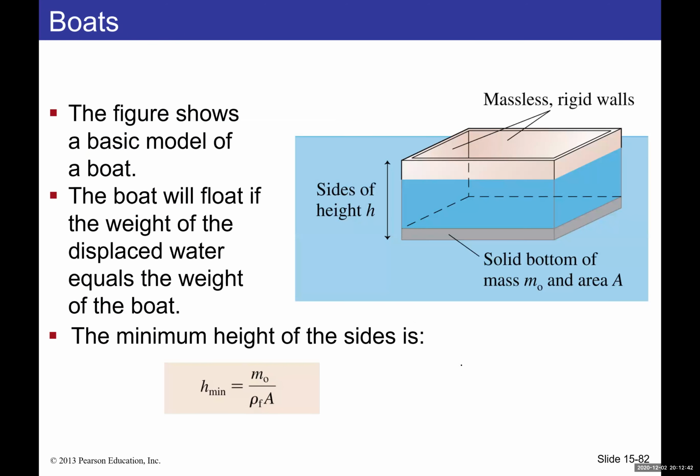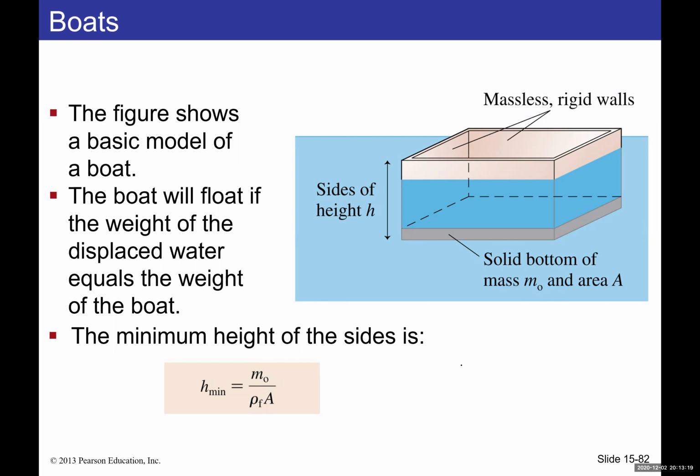All right. The same way, we can look at boats. The figure shows the basic model of a boat. The boat will float if the weight of the displaced water equals the weight of the boat. Again, because if you're floating, the buoyant force and the gravitational force are equal to one another. In this case, the boat will float if the weight of the displaced water, which is the buoyant force, remember, buoyant force is always equal to the weight of the displaced water, equals the weight of the boat.